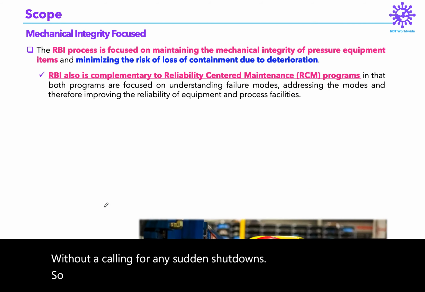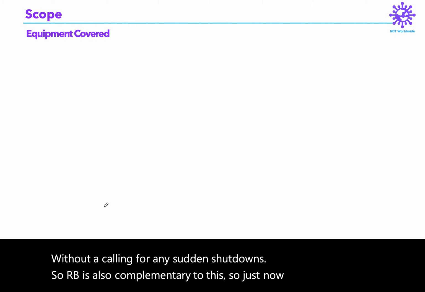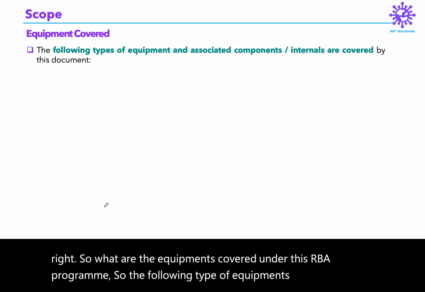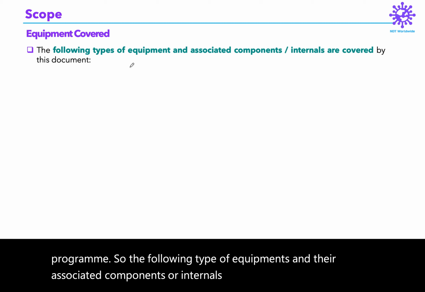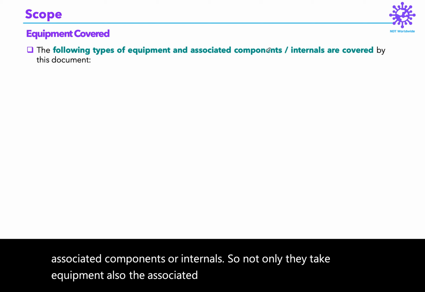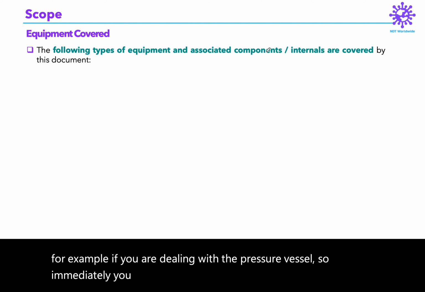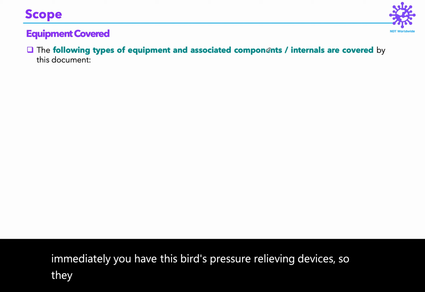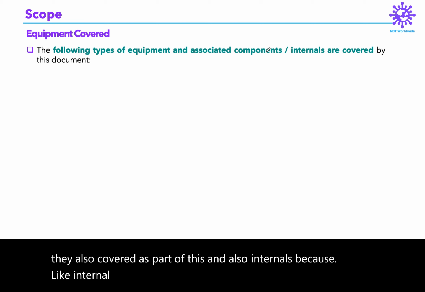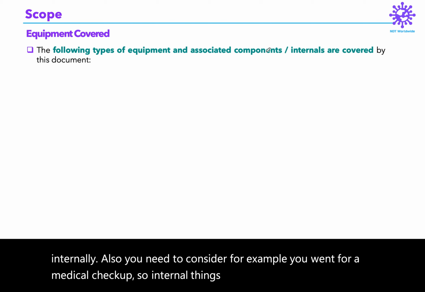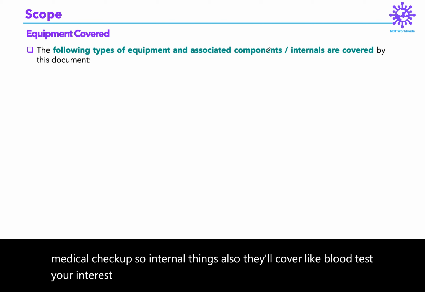So RBI is also complementary to this. Just now we mentioned, right? What are the equipments covered under this RBI program? The following types of equipments and their associated components and internals. Not only that equipment, also the associated components and nearby equipments. For example, if you are dealing with a pressure vessel, immediately you have the PRDs, pressure relieving devices. They are also covered as part of this, and also internals. You are dealing with the outside, so internally also you need to consider. For example, if you went for a medical checkup, internal things also they cover, like blood test and urine test, because it's a part of your body.